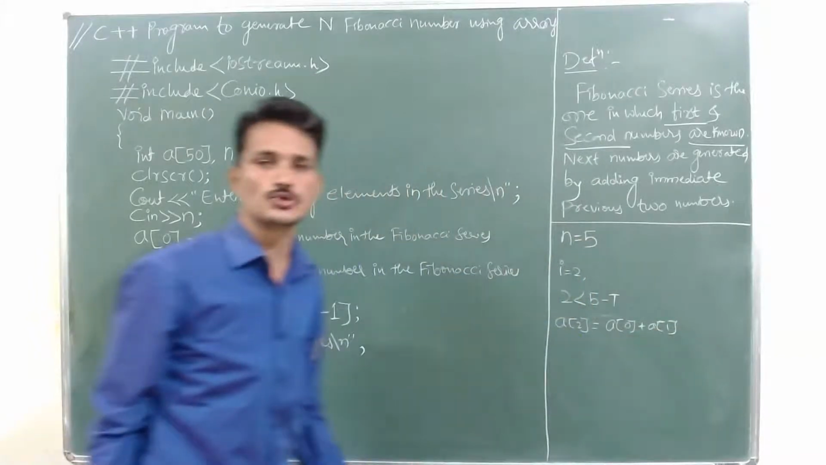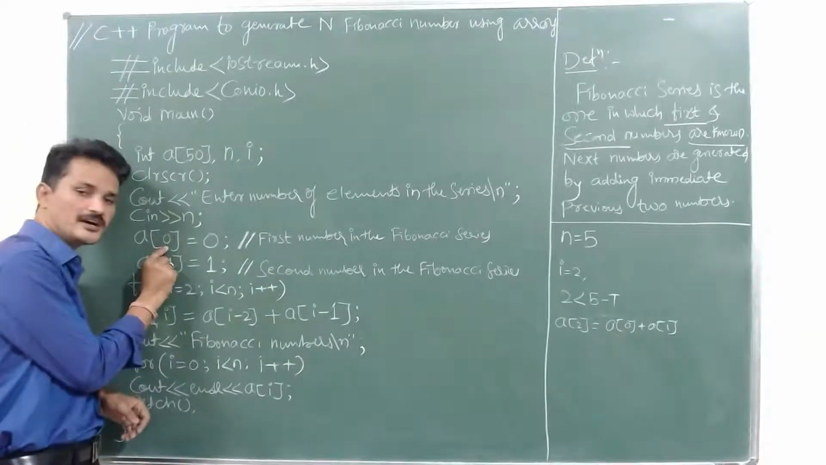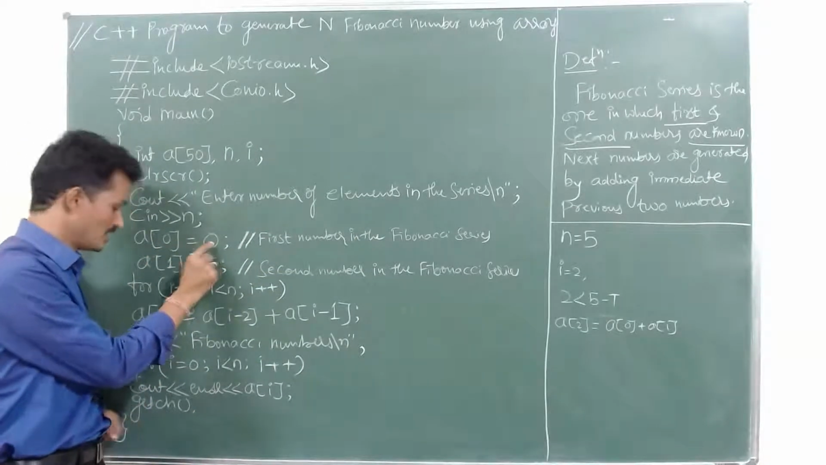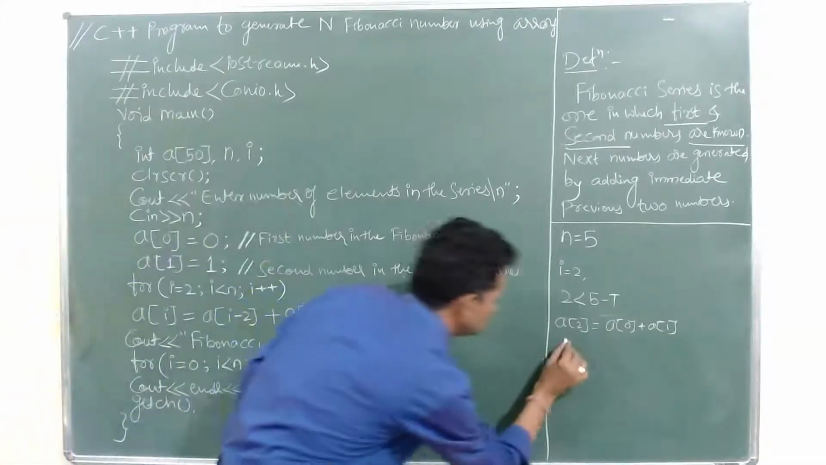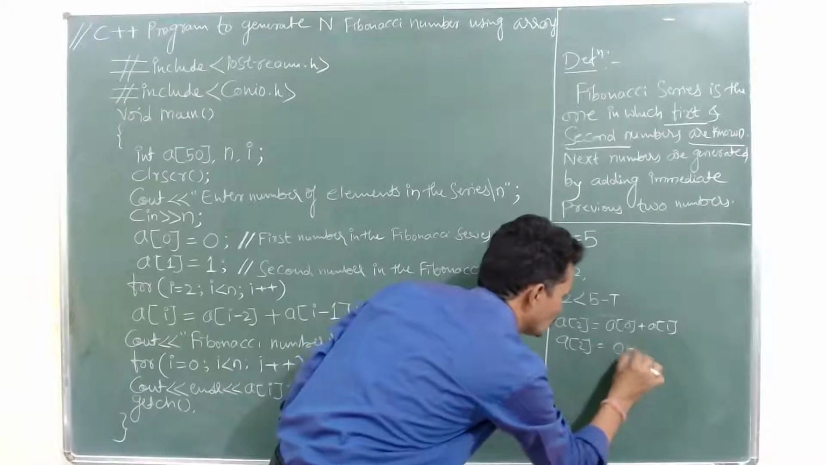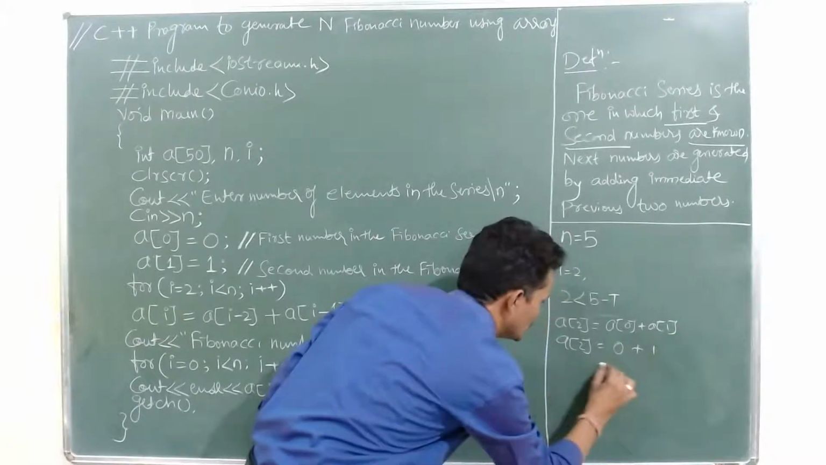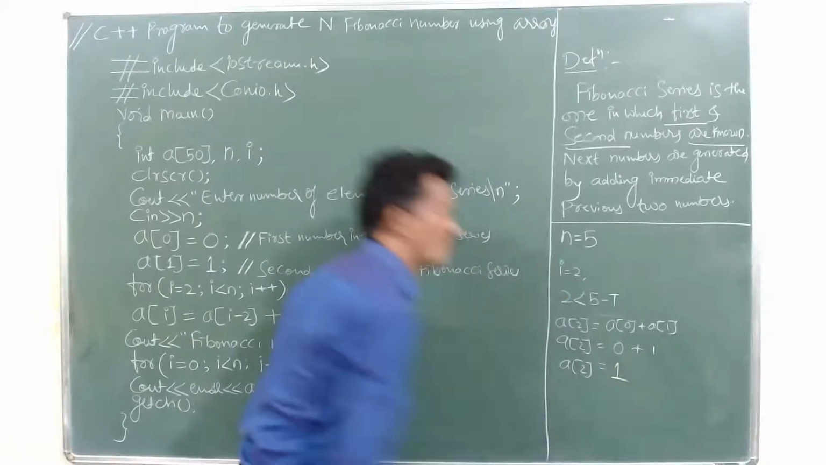So what is the value stored in A of 0 and A of 1? Now we'll substitute the value. See here. A of 0 is having the value 0 and A of 1 is having the value 1. So A of 2 is equal to A of 0, which is 0, plus A of 1, which is 1. So I'll write it as A of 2, it will be 1.